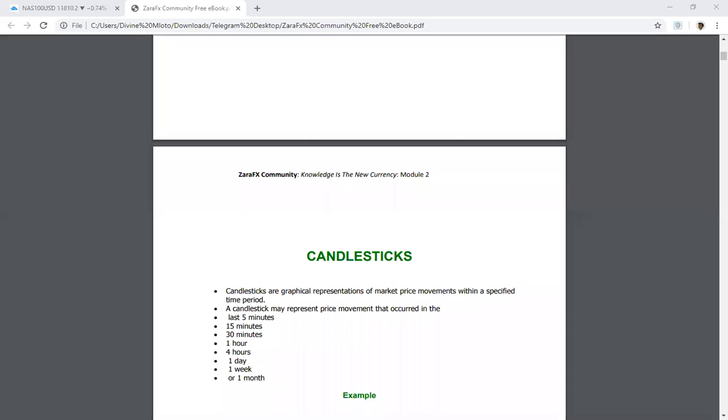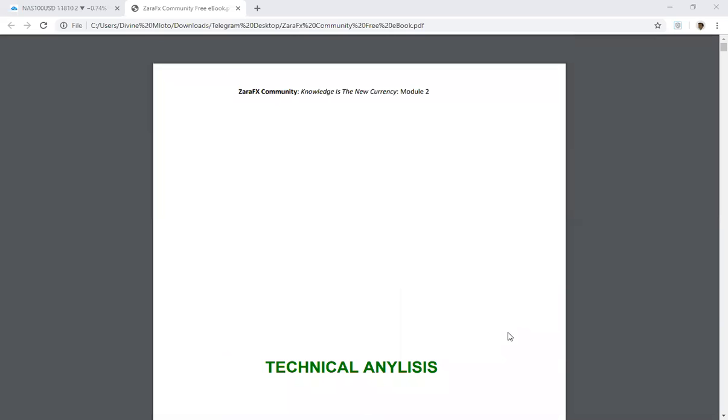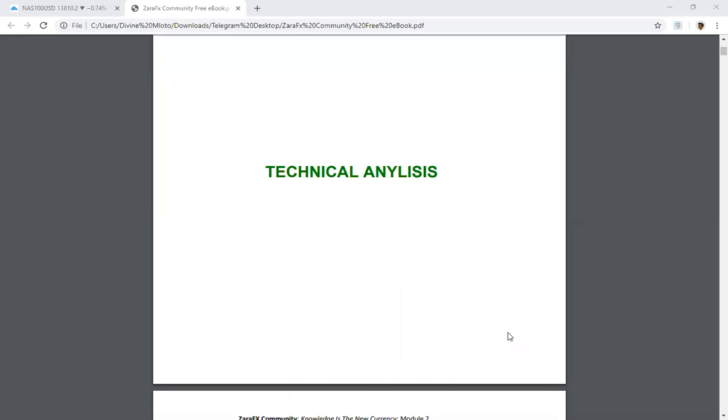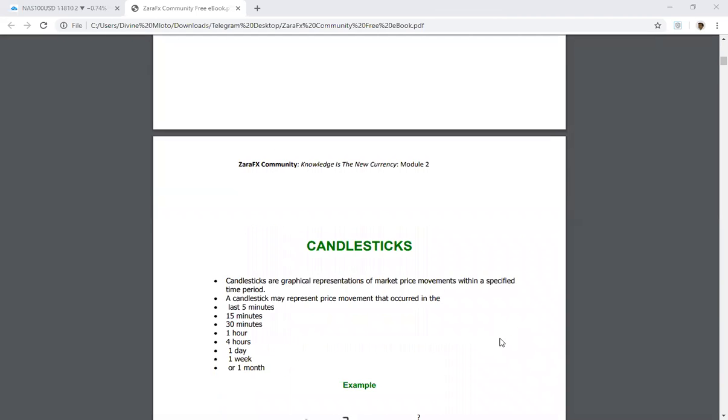So the first thing you need to know about is candlesticks. Let me first share my screen with you. Screen share. Hope you guys can see it. So here's a PDF, technical analysis, ZaraFx community. I use TradingView for my analysis, and for my software-based trade, I use MT4.